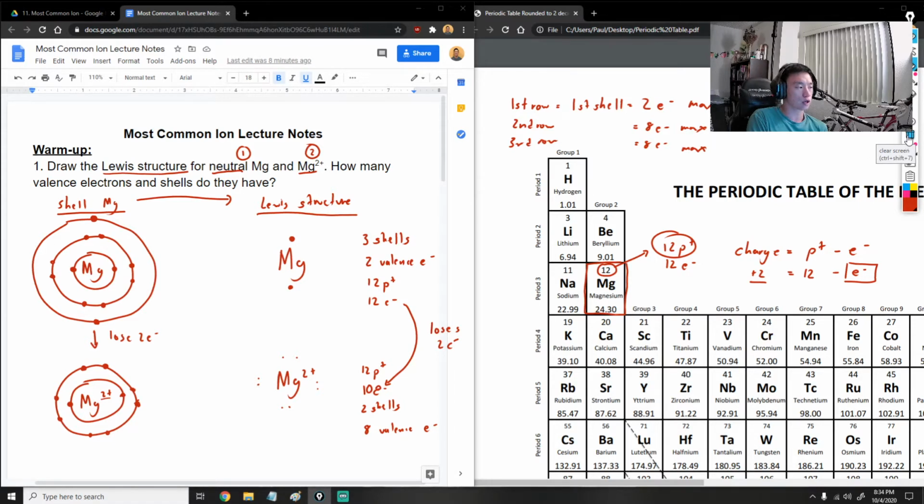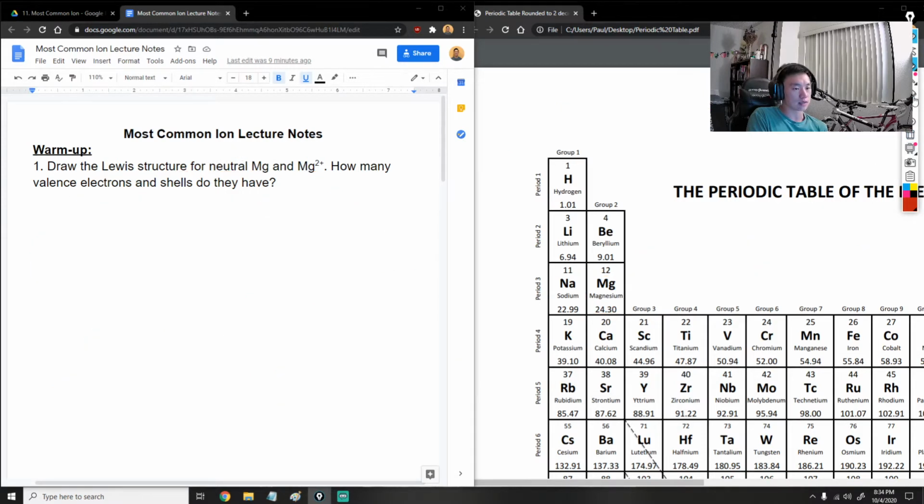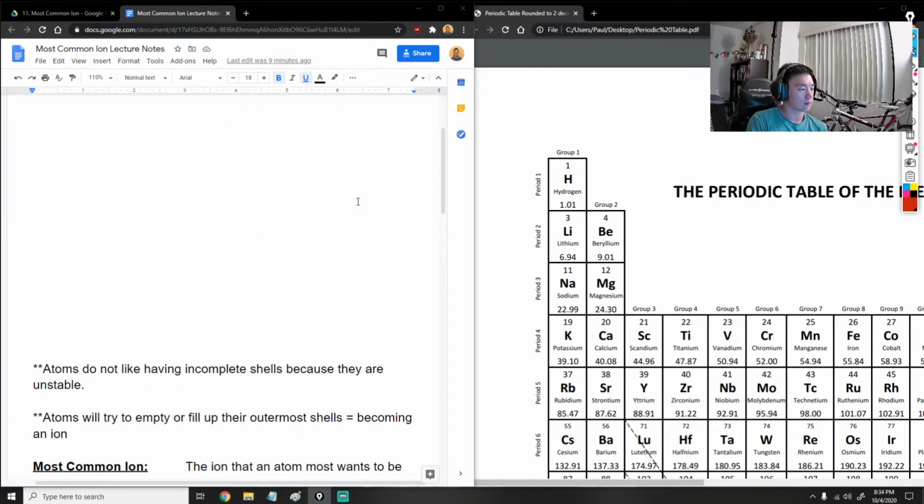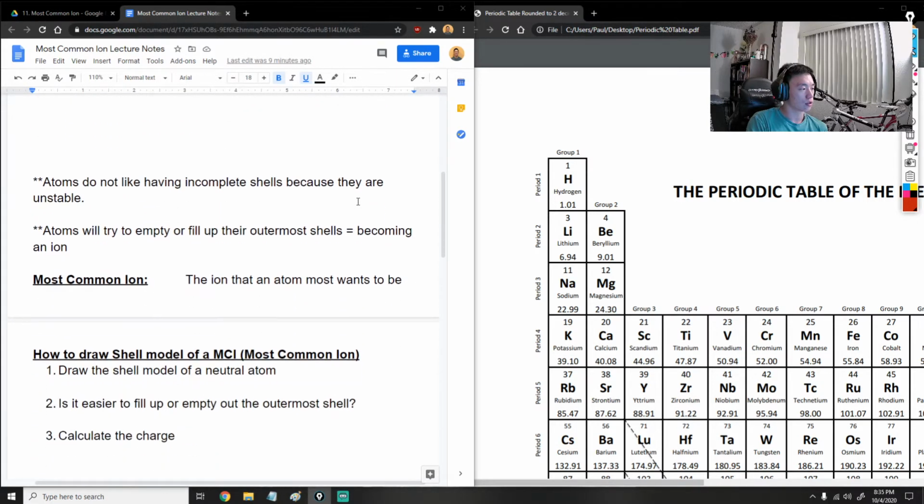What we're going to do today is talk about what atoms like to do and what kind of ions they can become, right? Because technically Mg could become 2 plus like we have here. It could also become plus 1. It could become Mg2 minus, Mg minus. There's all these different charges we can get. We can get Mg3 plus, Mg3 minus, but the thing about atoms is that they have something called the most common ion.